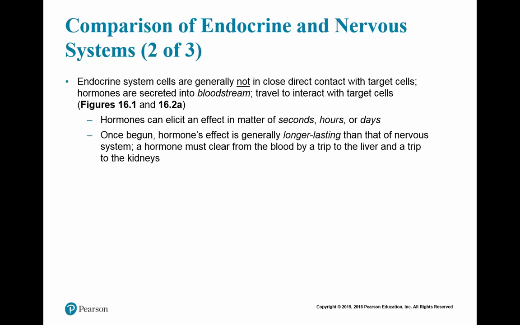However, the endocrine system is different. The endocrine system is usually not in close contact with their target cells. They secrete these hormones that we discussed, and they go into the bloodstream, and then they travel to the target cells. And their effects can happen immediately, or it could take hours or days. It's usually a longer lasting effect than one from the nervous system, because that hormone has to clear the blood by going to the liver and to the kidneys before its effects are terminated.